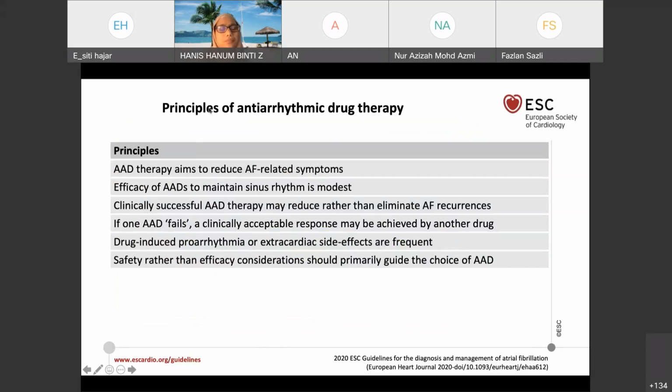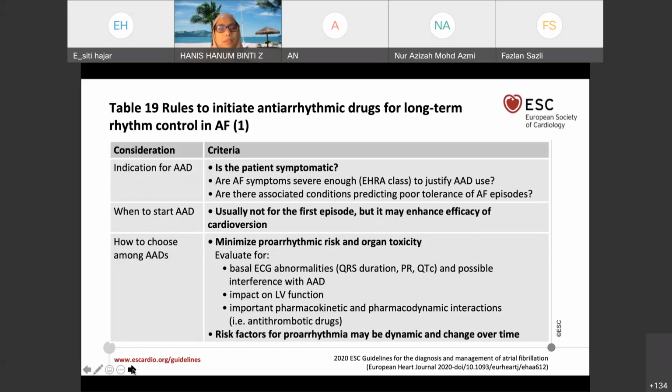Okay, so this is the principle of antiarrhythmic drug therapy. Okay, it is aimed to reduce AF-related symptoms. Okay, the efficacy of antiarrhythmic drugs to maintain sinus rhythm is modest. Modest ni maknanya tak berapa cantik sangat lah. Okay, clinically successful AAD therapy may reduce rather than eliminate AF recurrence. If one AAD fails, a clinically acceptable response may be achieved by another drug. Drug-induced pro-arrhythmia or extracardiac side effects are frequent. Safety rather than efficacy consideration should primarily guide the choice of antiarrhythmic drug therapy.